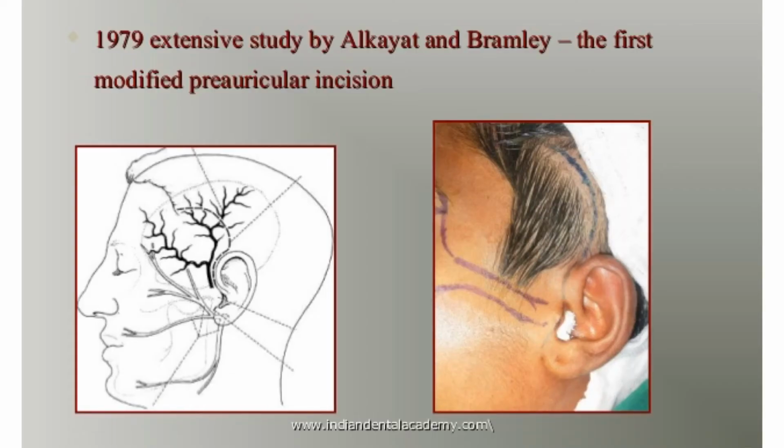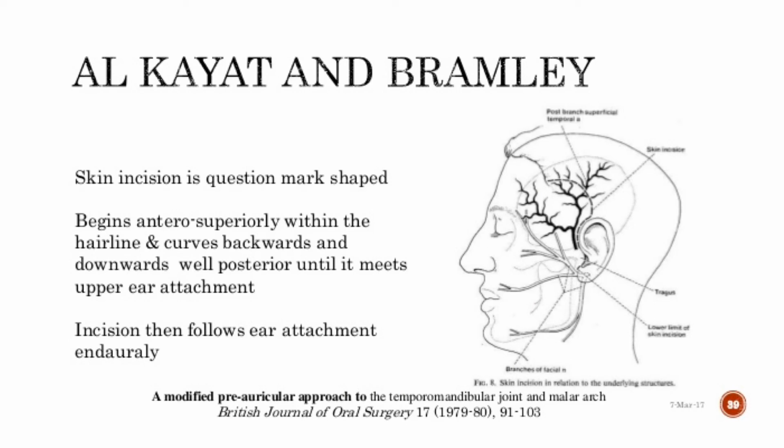In 1979, the first modified preauricular incision was given by Al-Kayat and Bramley. Let's see the details of the Al-Kayat and Bramley incision. It is basically a question mark shaped skin incision, which begins anterosuperiorly within the hairline and curves backwards and downwards well posterior until it meets the upper ear attachment. The incision then follows the ear attachment endaurally.